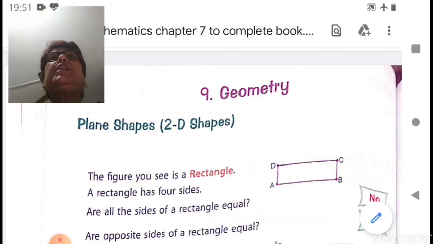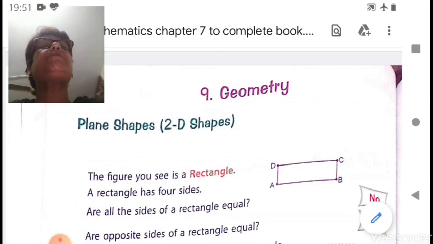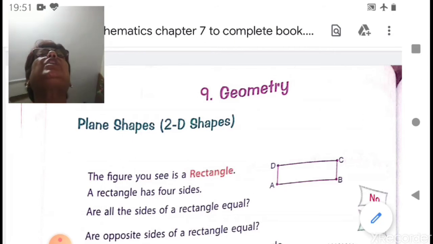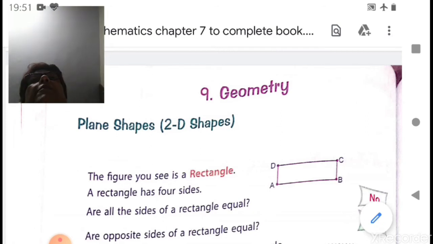So are all the things of the same shape? All the things which you see around you, are all the things of the same shape? No, all the things are not of the same shape. They all are of different shapes. Certain things are round, something is square, something is rectangle, something is a triangle.